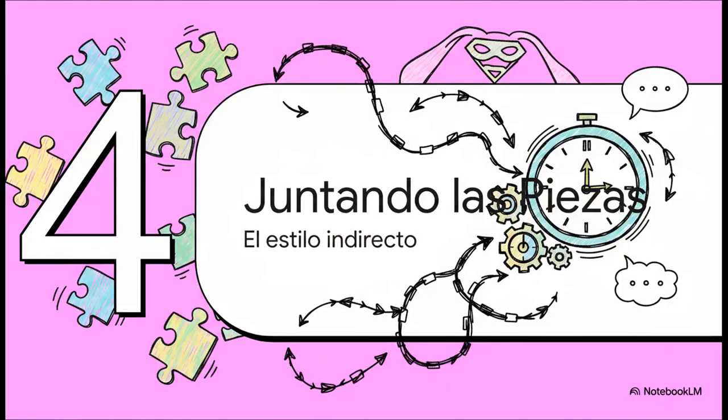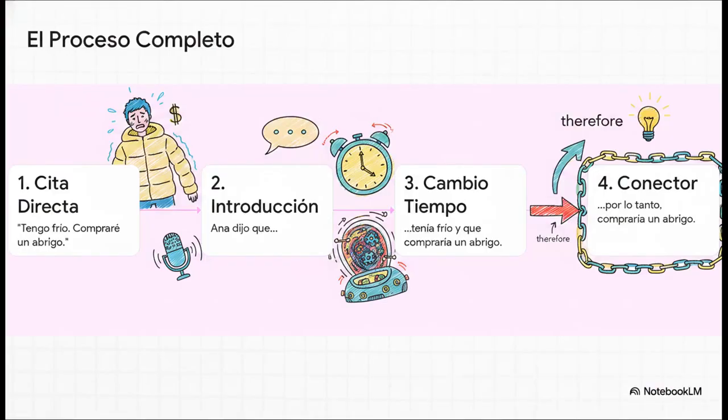All right, it's time, the moment of truth. We've collected all the pieces, the introductory phrase, the verb time machine, and now the connectors. Let's put it all together and see your new superpower in action. Okay, let's walk through this step by step. First, we have the direct quote from Anna. I'm cold. I will buy a coat. Simple enough.